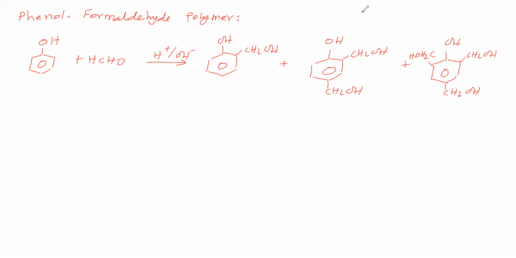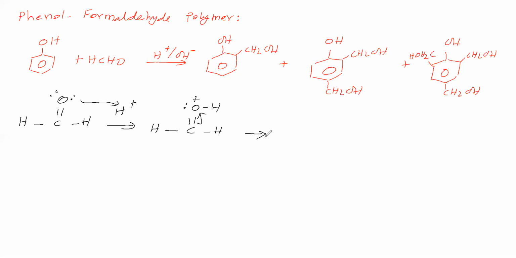Now, when the medium is acid, how will we get this? Okay, first we will take formaldehyde. So the medium is acid. Acid is attacking this lone pair, therefore we will get H2C=OH plus. Then this pi bond is shifting to oxygen, therefore we are getting a carbon plus charge. This carbon plus charge is attacking the phenol.